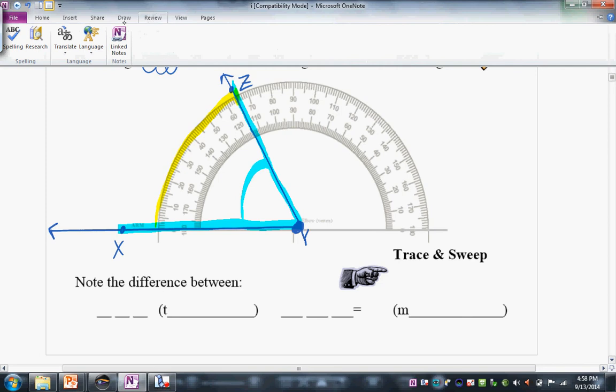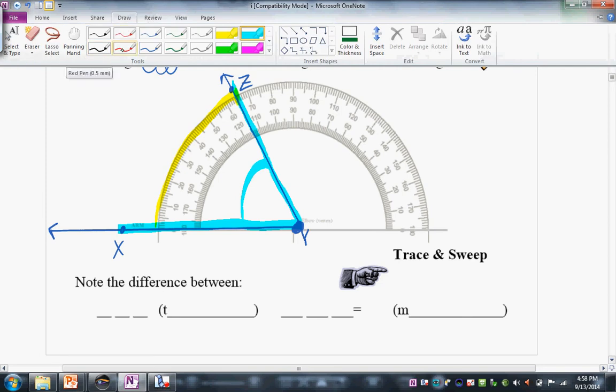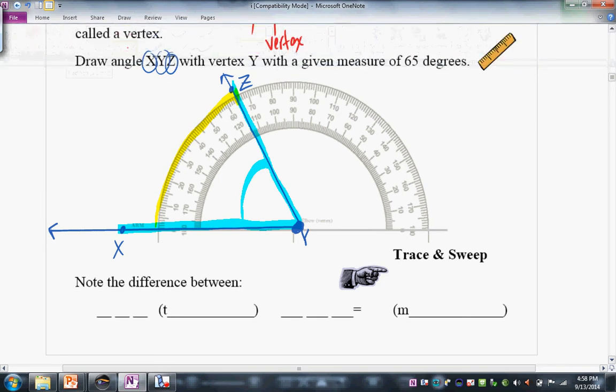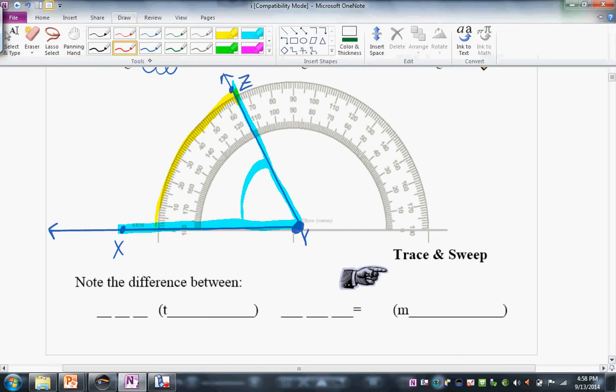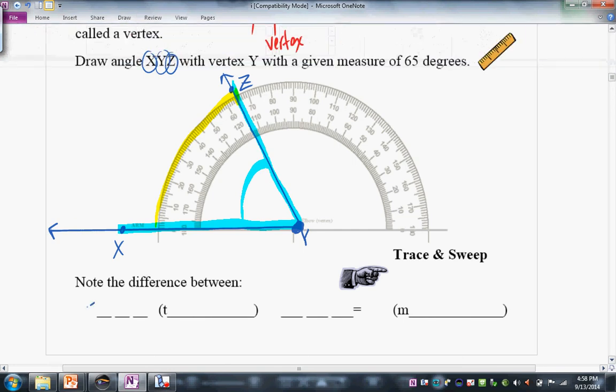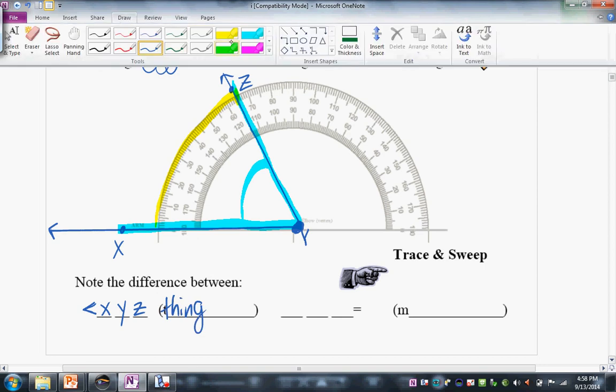Now, there is a difference between this. If I do this, angle X, Y, Z, notice that angle symbol. I'm talking about the physical angle itself, the thing of the angle.